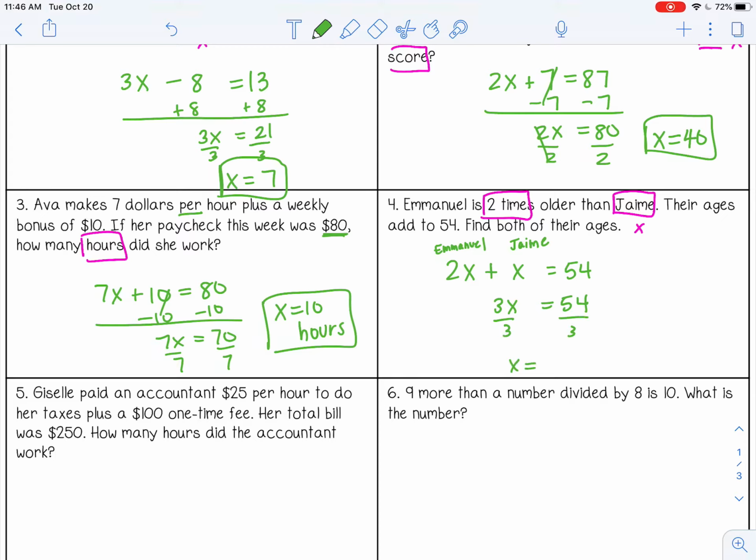So x is 18. Now, make sure that you read the problem and answer everything that they're asking you. So this says find both of their ages. So first of all, we have to figure out, well, which one was x and who is that? That's Jamie. So that means Jamie is 18 years old. And if Emmanuel is 2 times that, well, 2 times 18, Emmanuel is 36.